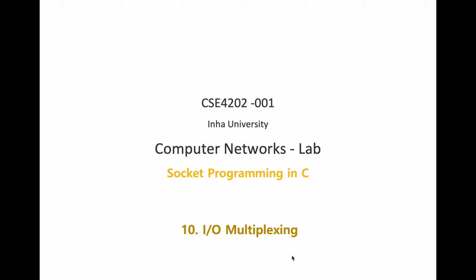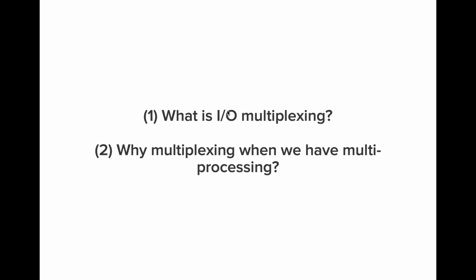Welcome back to the 10th session of our Circuit Programming in C laboratory series. Today what we'll be covering is called I/O multiplexing, which is input and output multiplexing. Let's first try to understand what I/O multiplexing is, and why we need I/O multiplexing when we already have multiprocessing.